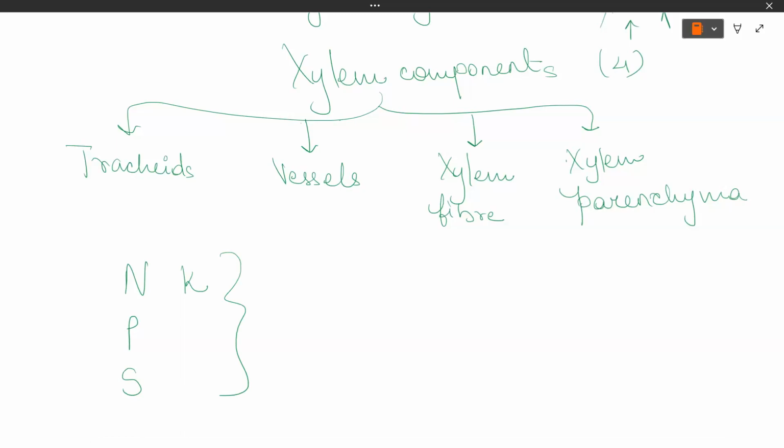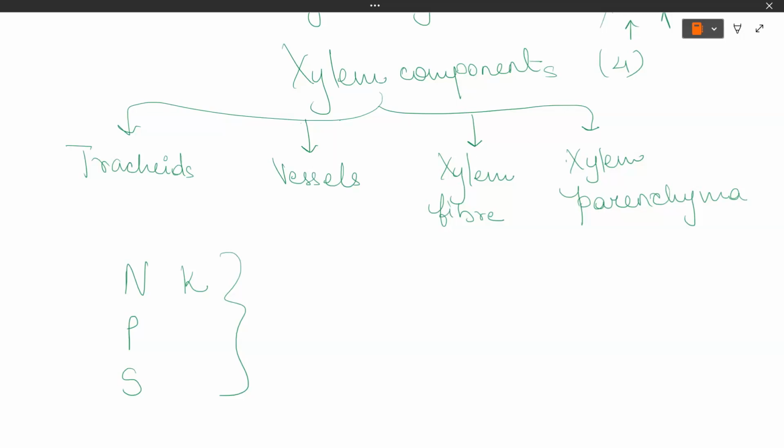Now, do you know how the process of diffusion takes place? This is the last topic for right now. Do you know what is diffusion? In diffusion, what happens? Higher concentration to lower concentration.